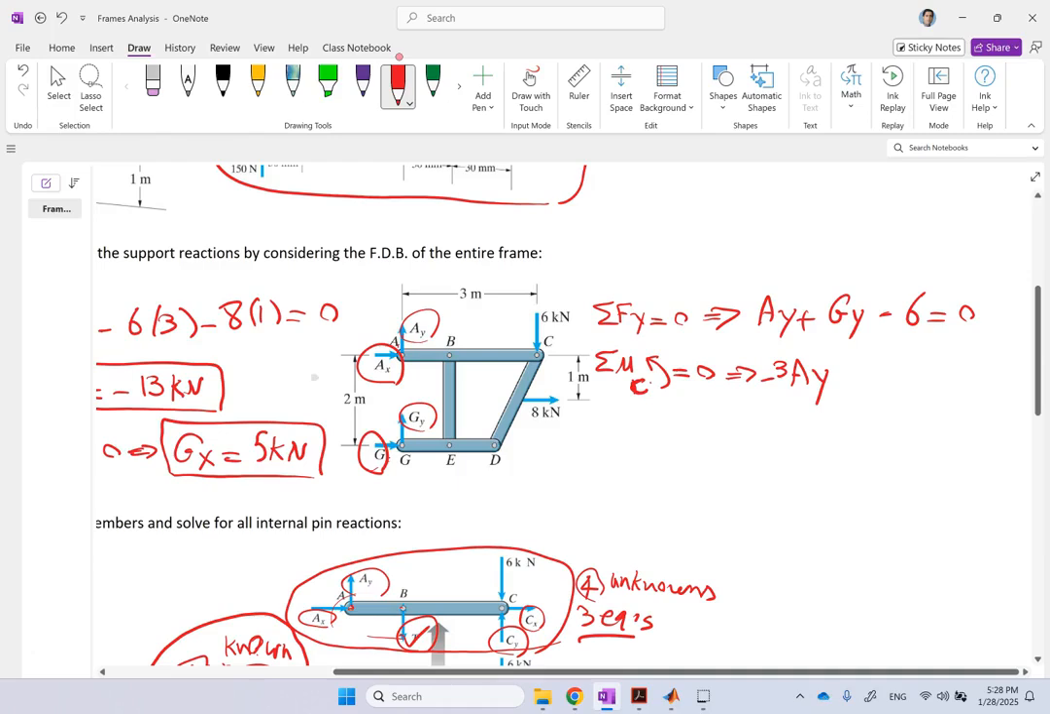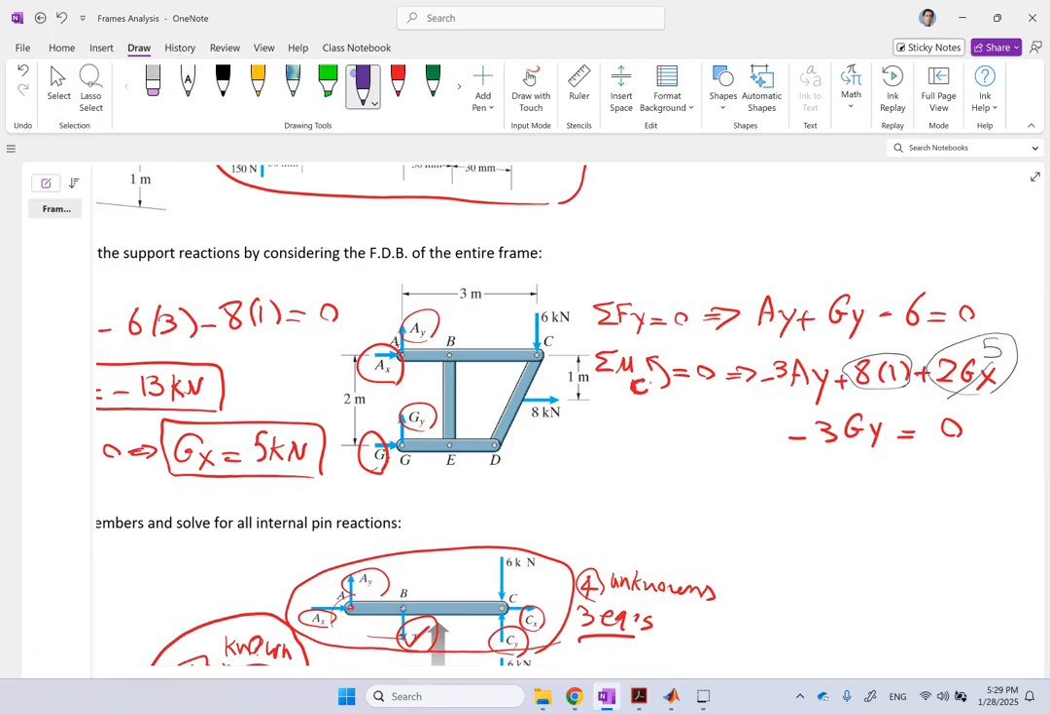That 8 is a counterclockwise times 1. Gx is counterclockwise times 2. And gy is clockwise times 3. This is equal to 0. Yep. Now, how much is gx? Let's plug it in. Gx is 5. So I'm going to plug in a 5 here. So that is 10. 10 plus 8 is what? 18, correct? So this total number is 18.